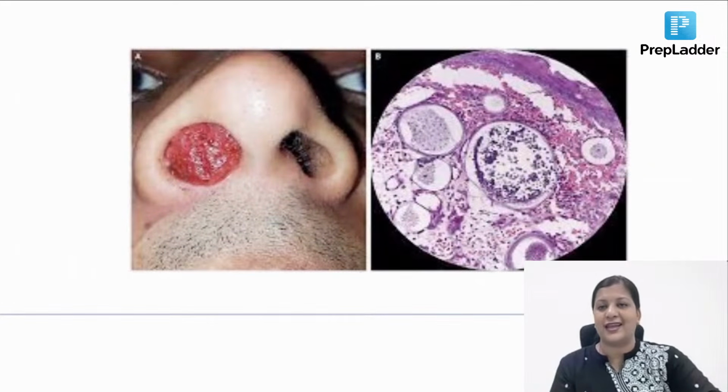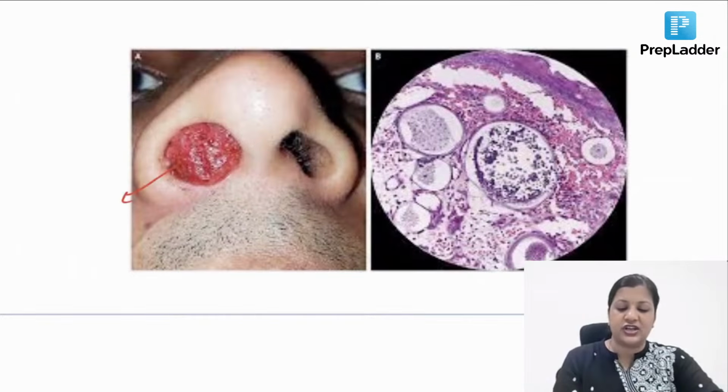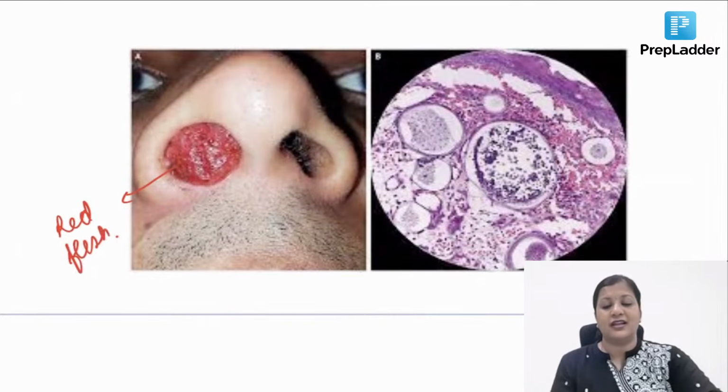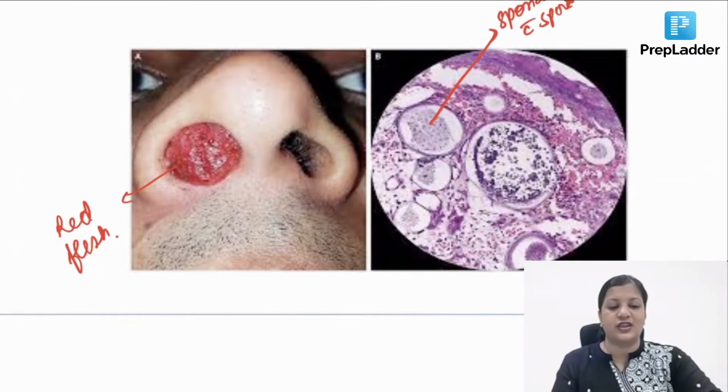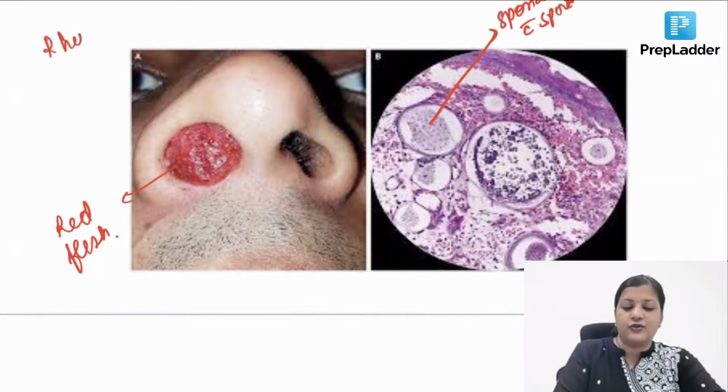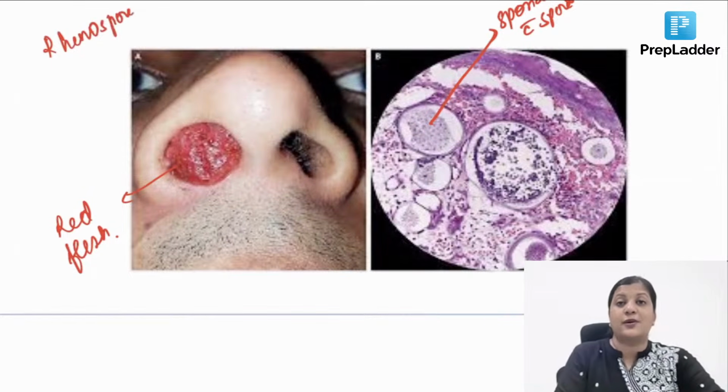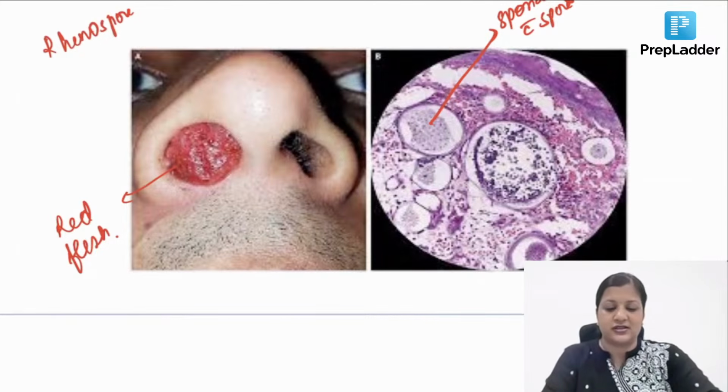What do you think is the diagnosis? A red fleshy mass that is present in the nose. And you see that here there are sporangia with spores. So when you have sporangia and spores on histopathology, and a red fleshy mass, what should you think of? Yes, rhinosporidiosis. Can you tell me, is it caused by bacteria, virus, fungus? What is rhinosporidiosis caused by? Yes, I'm waiting for your answers.